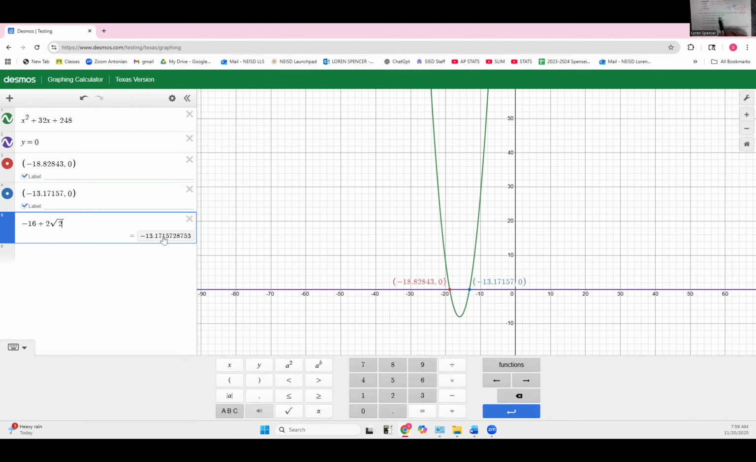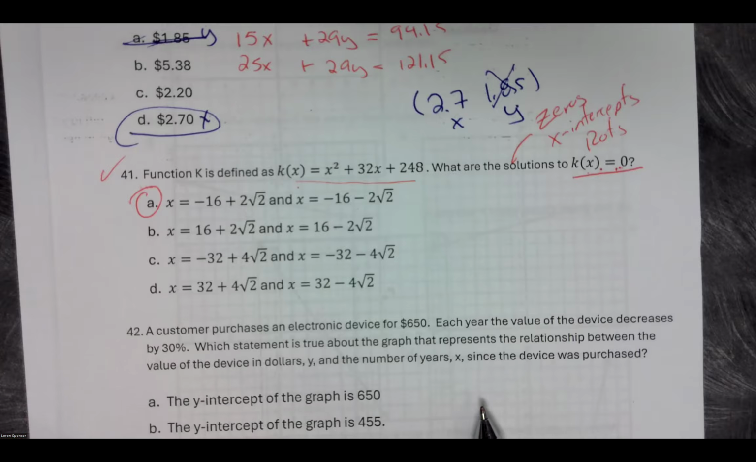So we know we need a negative 16 plus 2 square roots of 2. That's looking good. Then we're going to try the next one, negative 16 minus 2 square roots of 2. And guess what? We get the other one. So our answer choice is A. A works for that one. You can plug the rest in and the rest won't work. But A matches. It gives us the values that we're looking for. Okay, so that takes care of that one. Easy to do, just ugly numbers.